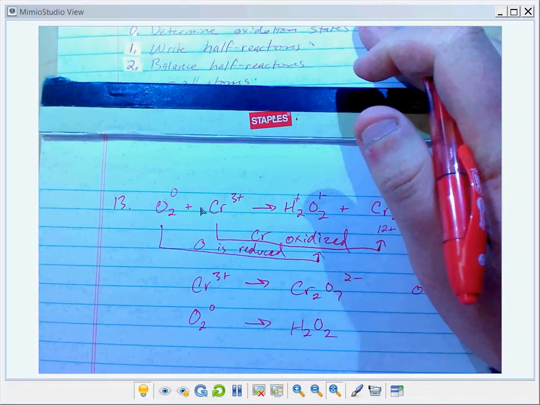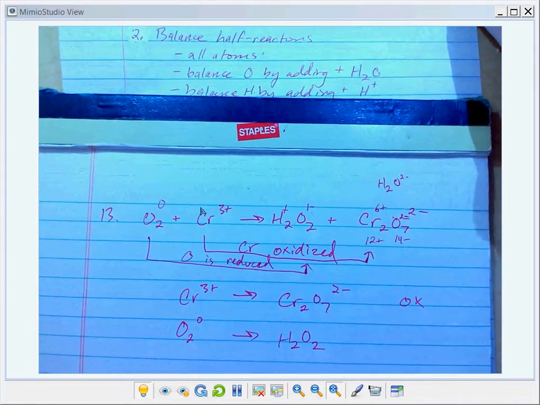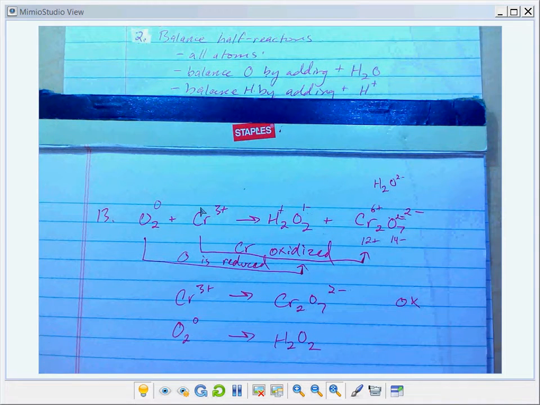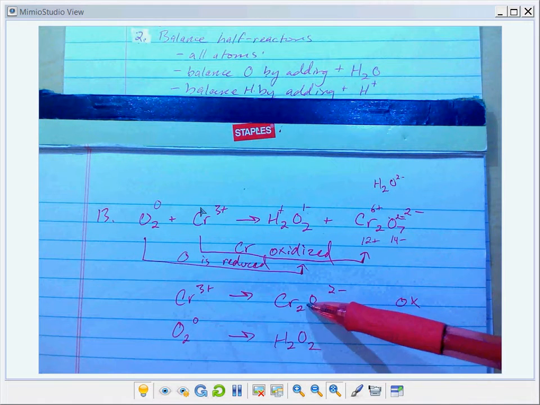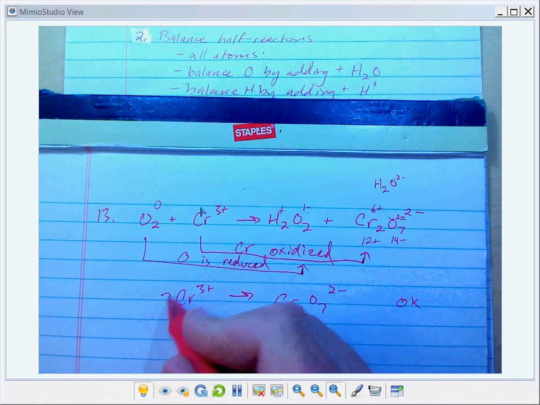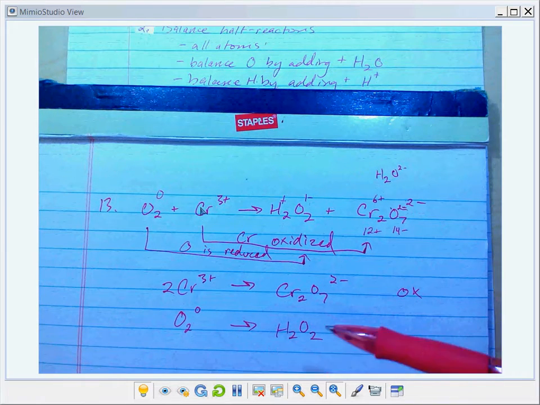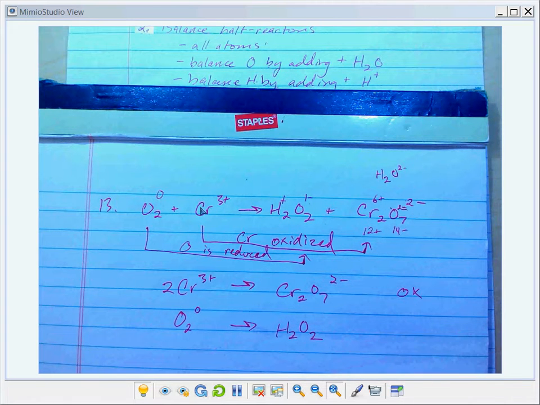Now we need to balance the half reactions. We're going to do this by first balancing atoms that aren't oxygen and hydrogen, then balancing the oxygen and the hydrogen. If you look here, there's 2 chromiums on this side and 1 on this side, so we're going to write 2 here. Down here, O2 and O2, so we're good. In fact, there are no atoms other than hydrogen and oxygen here, so no big problem.